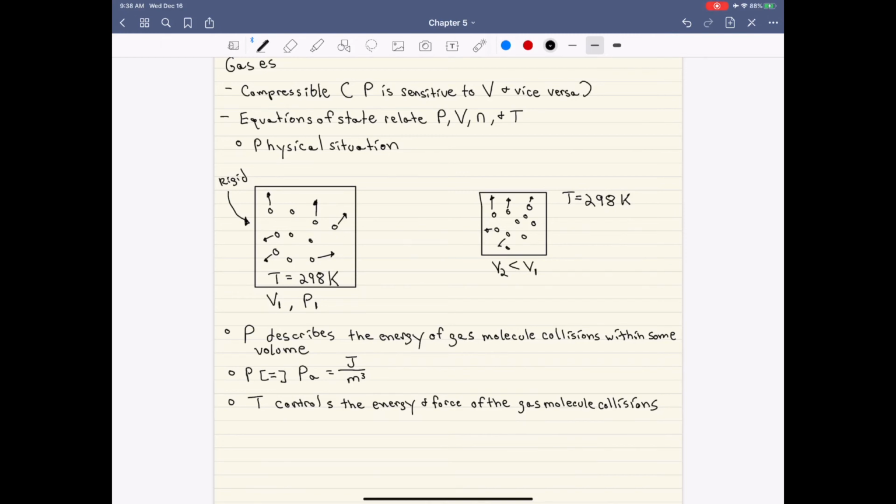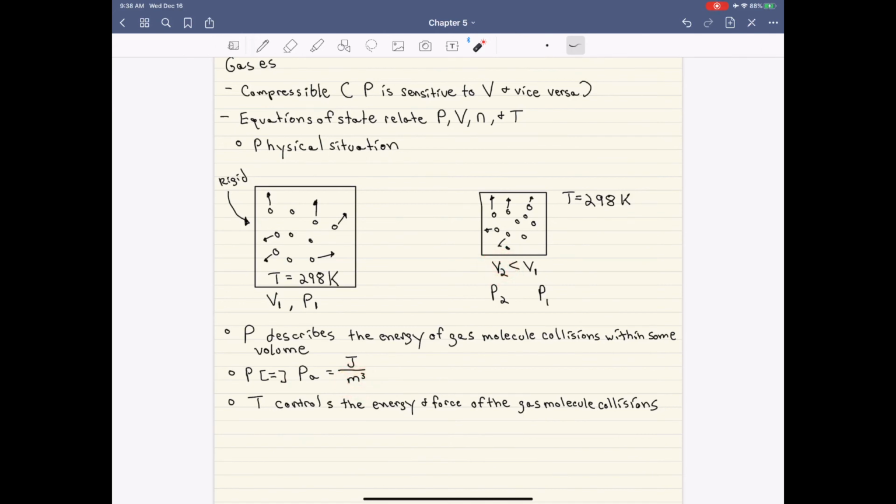Okay? And so in this case, we kept the number of molecules the same. And more importantly, we kept the temperature the same. And so T here is the same as it was in the first case. Right? But all we did was we changed the volume. Now the volume is smaller. And so now, if we think about pressure, temperature is the same, so the energy in the system is the same, but the volume is now smaller, okay?